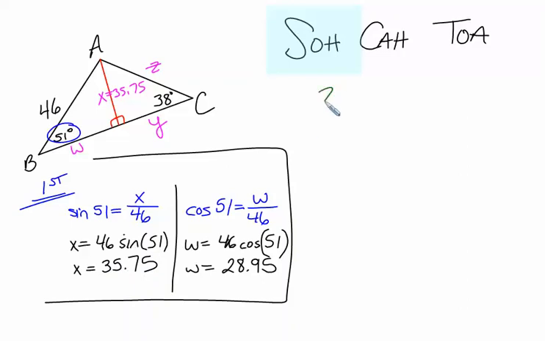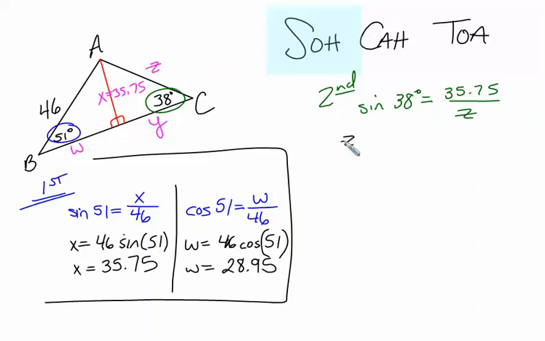So secondly, we will look over at the triangle on the right. We've got the 38 degrees. The x is the opposite. The z is the hypotenuse. That's the O and the H. We will be using sine. So we can start with the sine of 38 degrees is equal to the opposite, which is the 35.75, divided by the hypotenuse, which is z.